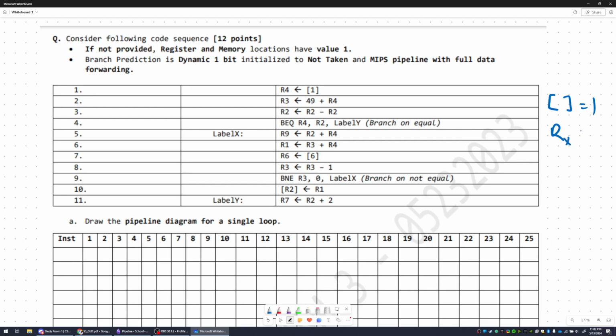Okay. Memory equals 1, register equals 1, dynamic not taken, hold data forward. Okay. So R4 equals 1. Oh, yeah. Is it L type? R type, R type, orange, R type, R type, L type, R type, orange, S type, right? Yeah. And then R type. Yeah.